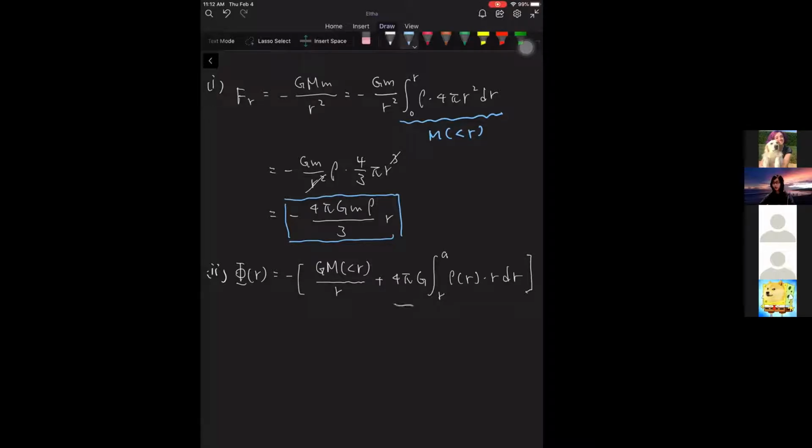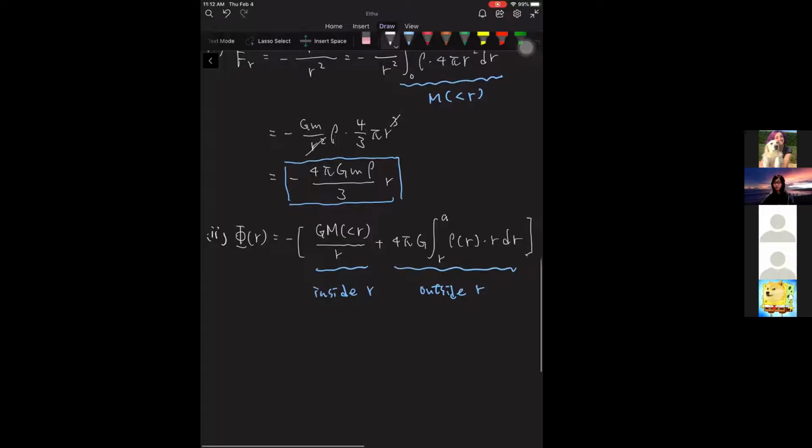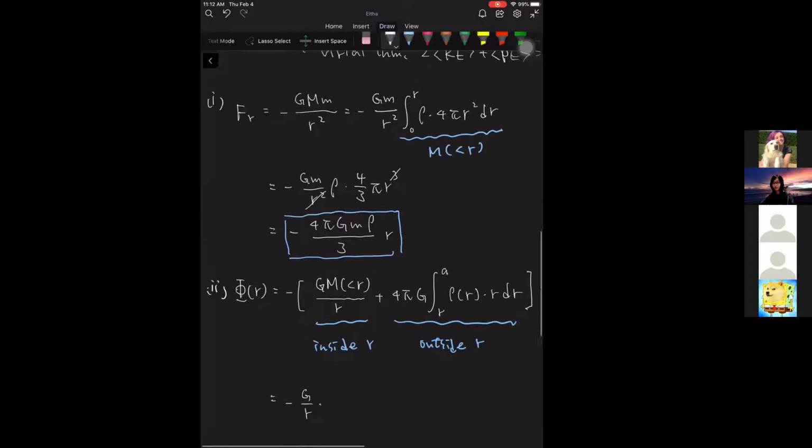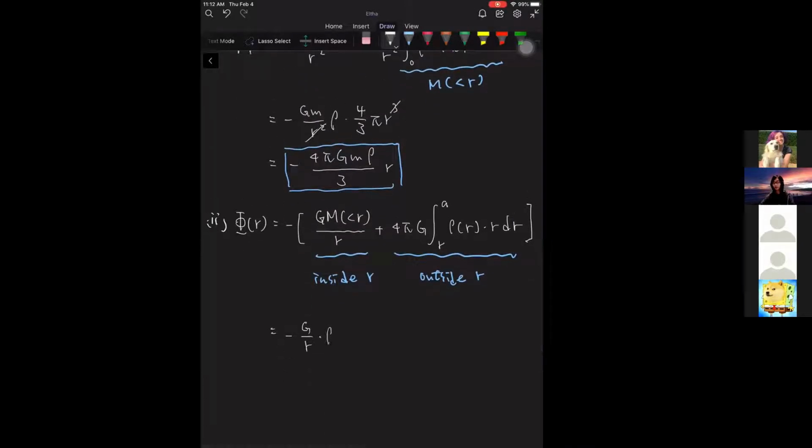So okay, this part is from outside r, and this part is from inside the interested radius. Okay, so with this equation, we can derive that. That would be, we can take out negative g over r, and we know the mass is simply rho times 4/3 pi r cubed.